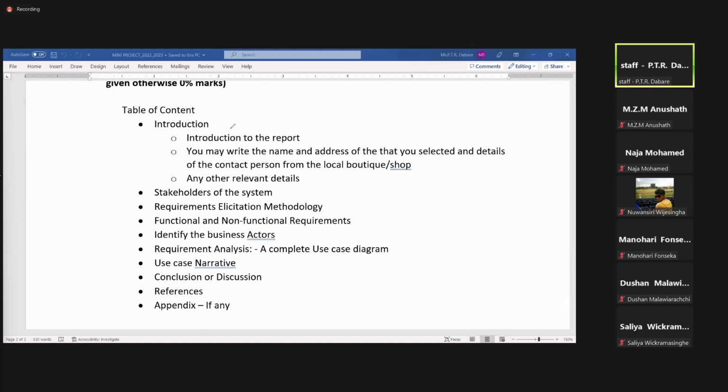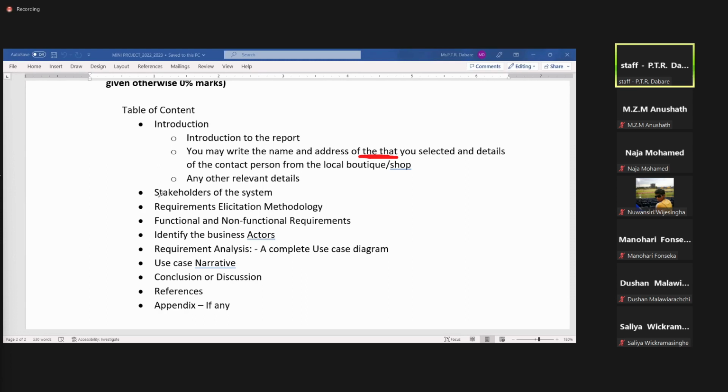Starting from introduction. Right? This is the table of content for your report. First, you have to put introduction. Then you have to write introduction to the report. Why are you making this report? Right? For what project you are going to make this report. Then second, you may write the name and address of the shop that you selected. There's a typo, I think. Yes, sorry, I have not included that. You have to write the name and address of the contact person from the shop that you selected and any other relevant details to make it very clear for the person who will be marking your mini project report.